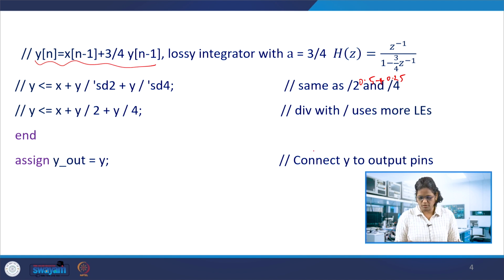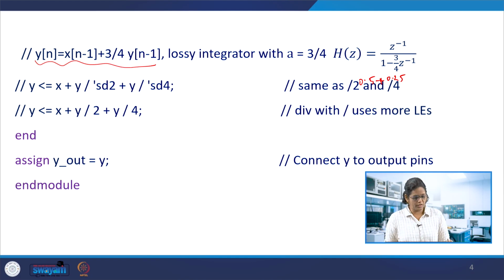So connect y to the output pins. This is the assign statement. After doing this summation, you get the y value, and then assign that y value to y out in the module.